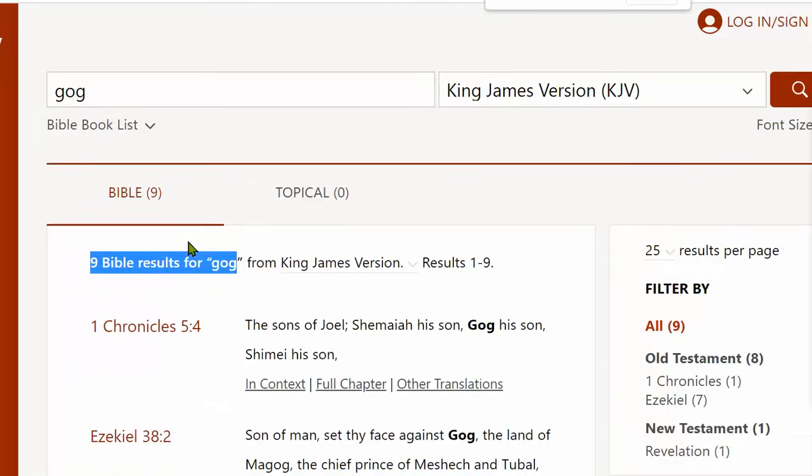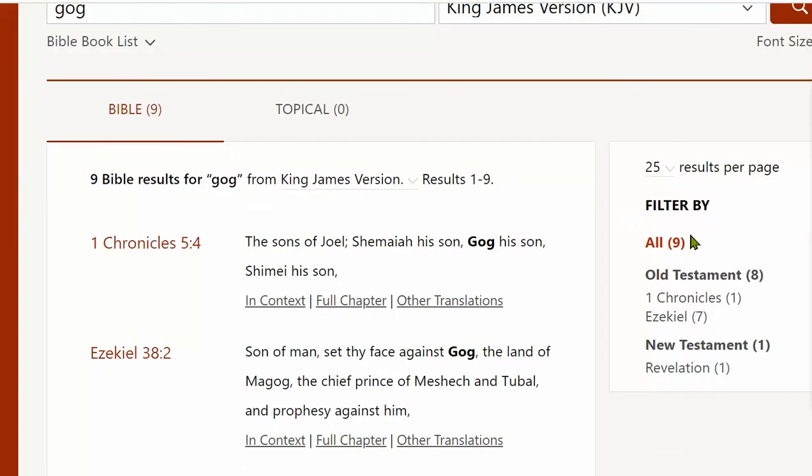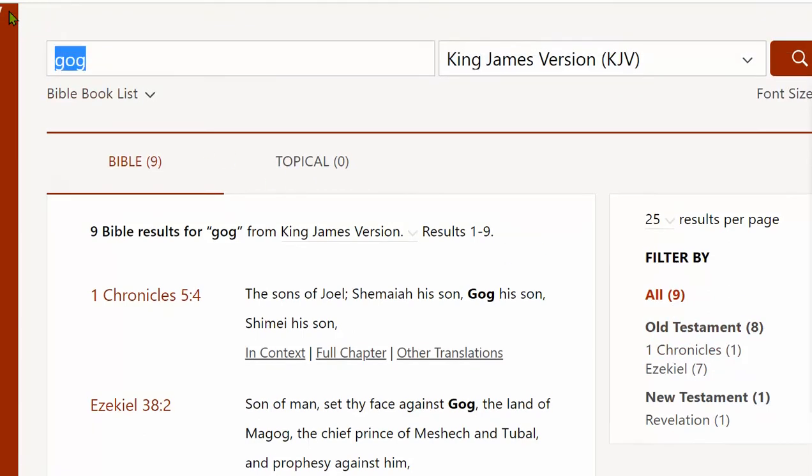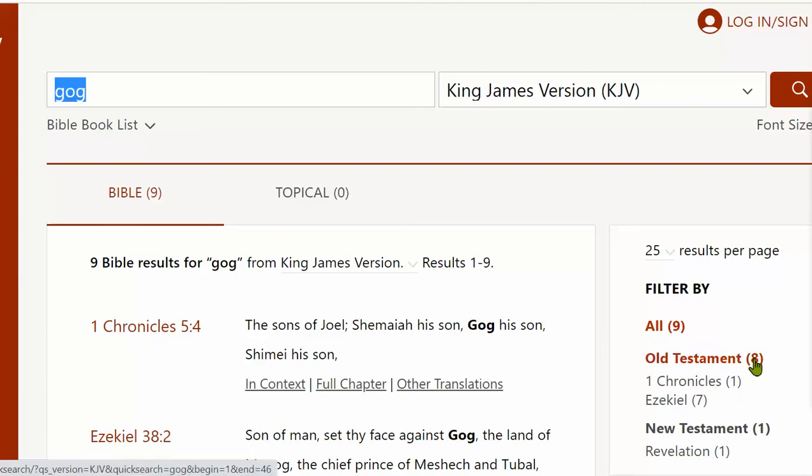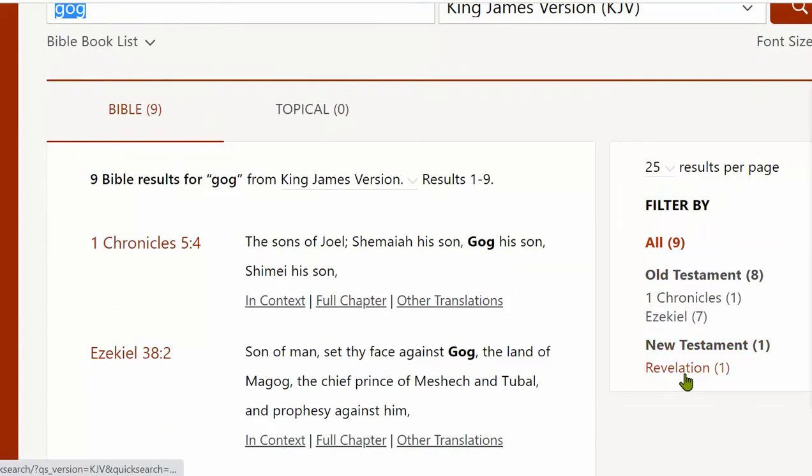Let me enlarge it a little bit so you can see more clearly. Now here we have got 9 results. In the Old Testament for this name Gog, we have got 8 hits: 1 in First Chronicles, and in Ezekiel you have 7. In the New Testament, which is Revelation, we have got 1. So Gog is mentioned in the Old Testament 8 times, then 1 in Revelation, making it 9.